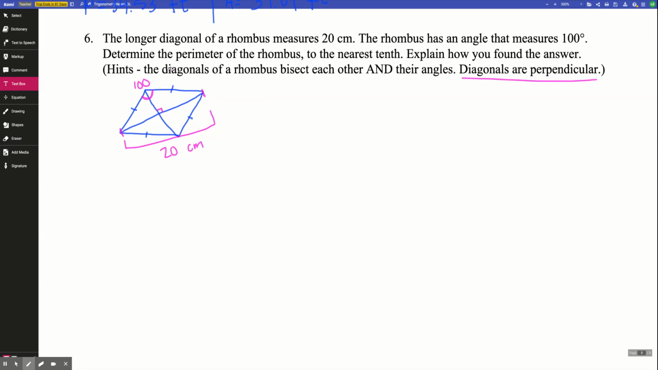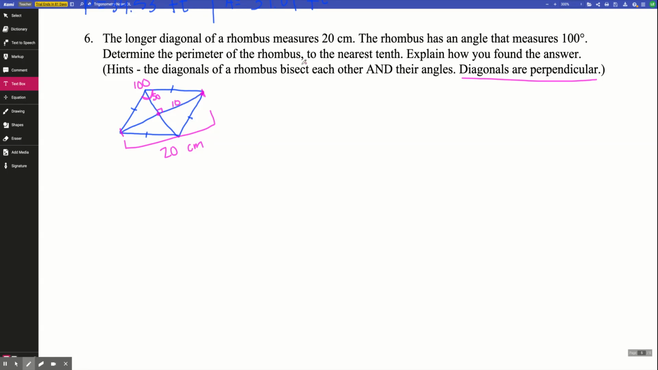Okay. The other thing that's going to help us is that the diagonals are cut in half and the angles are cut in half. So if this whole thing is 20, then this part right here is half of that, which is 10. So this side from here to here is 10, okay? And then the angle is also bisected. So if this is 100, this angle right here is 50, okay?